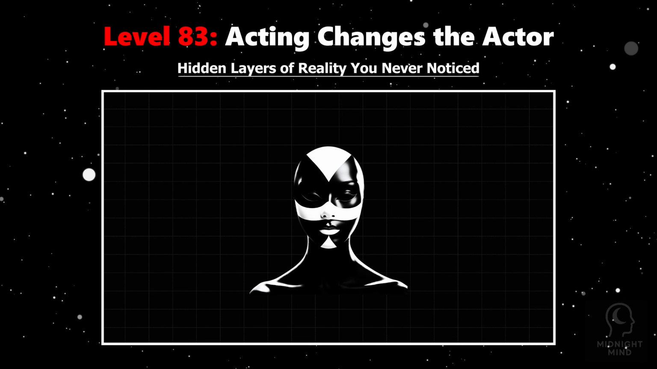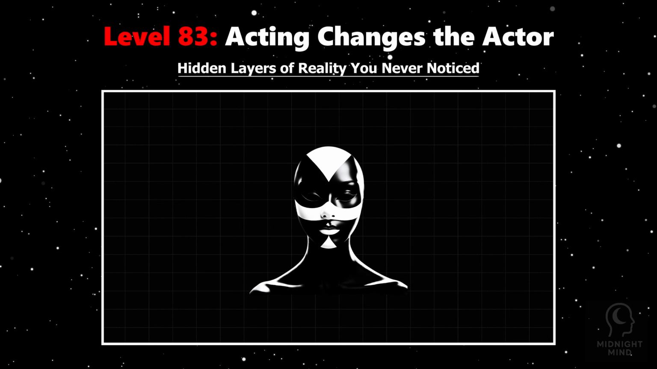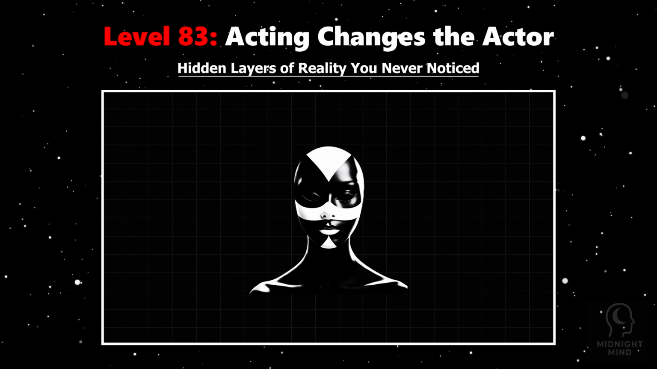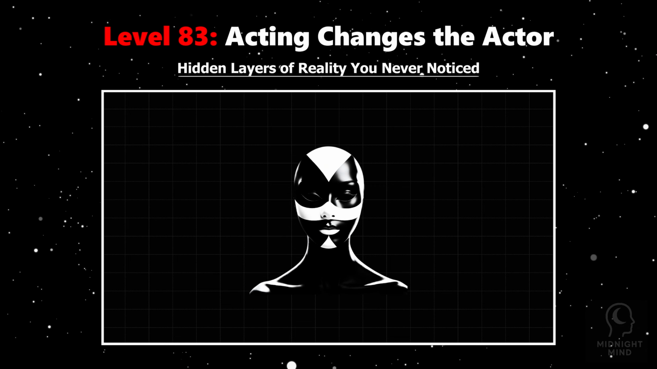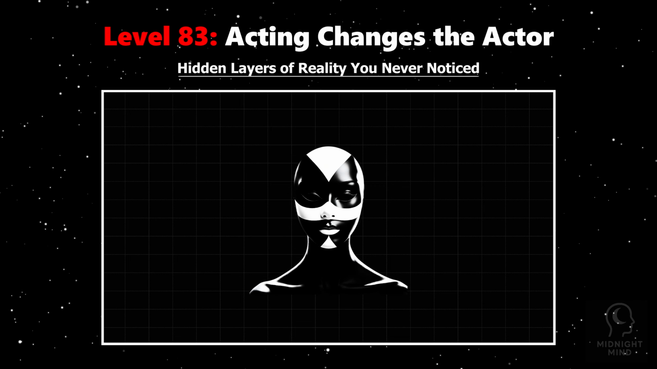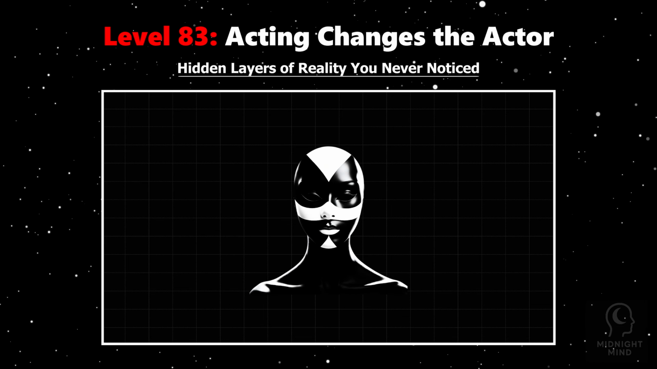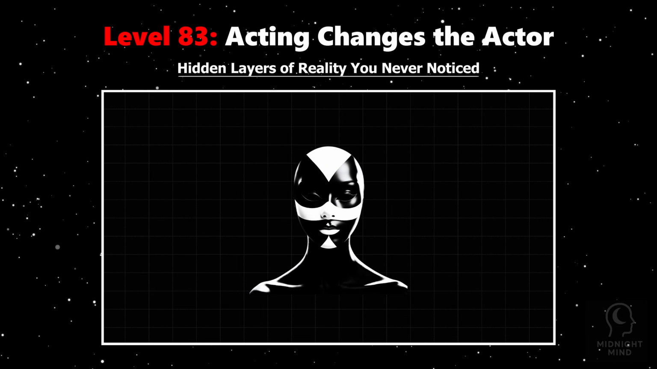Take the example of surface acting versus deep acting in emotional labor. Surface acting is faking emotions without changing your internal state, like a waiter smiling despite being upset. Deep acting involves genuinely trying to feel the emotion you're showing. Research reveals deep acting improves well-being, but surface acting can increase stress and burnout.